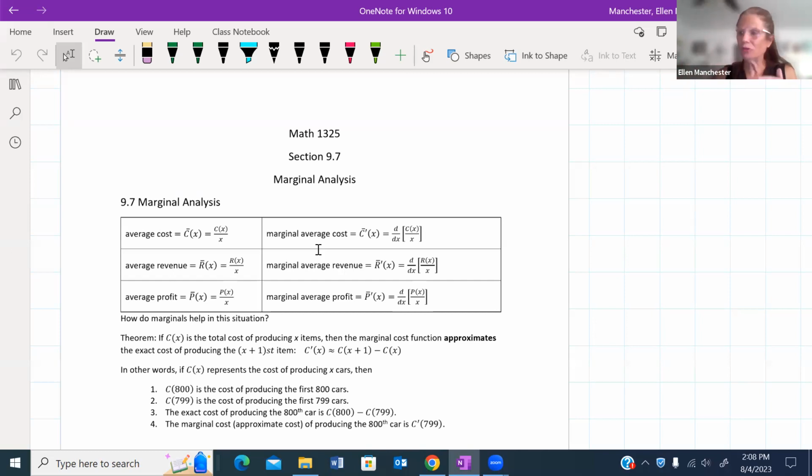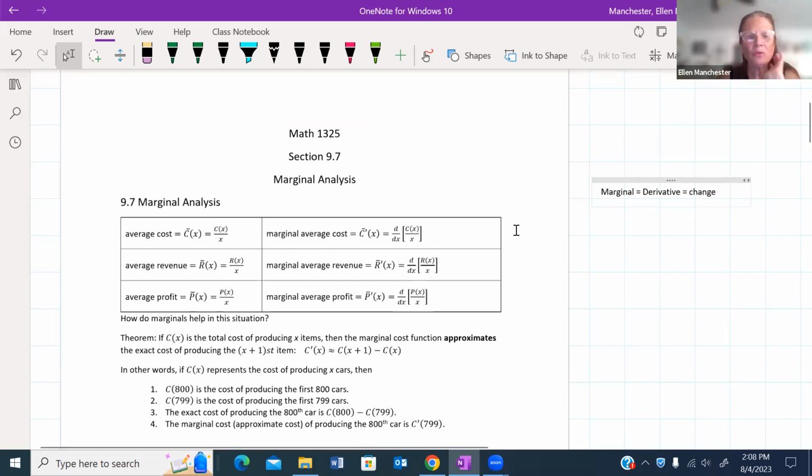So remember, marginal, I'll type it right here. Marginal equals derivative, which equals change. Okay, so in other words, how is it changing? That's what we're looking at when we're talking about marginal cost, marginal revenue, marginal profit.